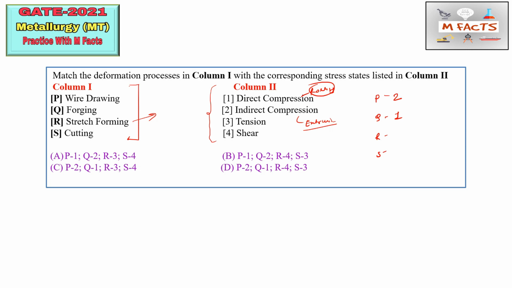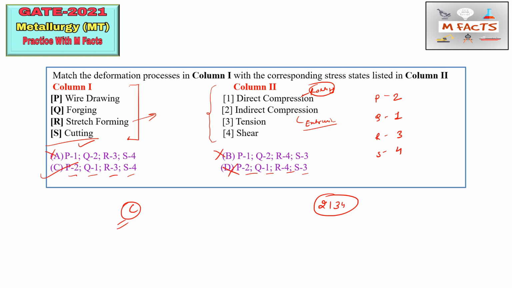So this stretch forming basically we can match by 3. So 3, and the cutting is a shear process. Okay, so shear stress is utilized in this cutting process. Okay, so S you can match by 4. So we have code 2134, options which are starting other than 2 you can cross. So B option is wrong and A option is wrong. We will check for C option, that is 2143. Here 2143. So this is wrong again. So C option is correct here.